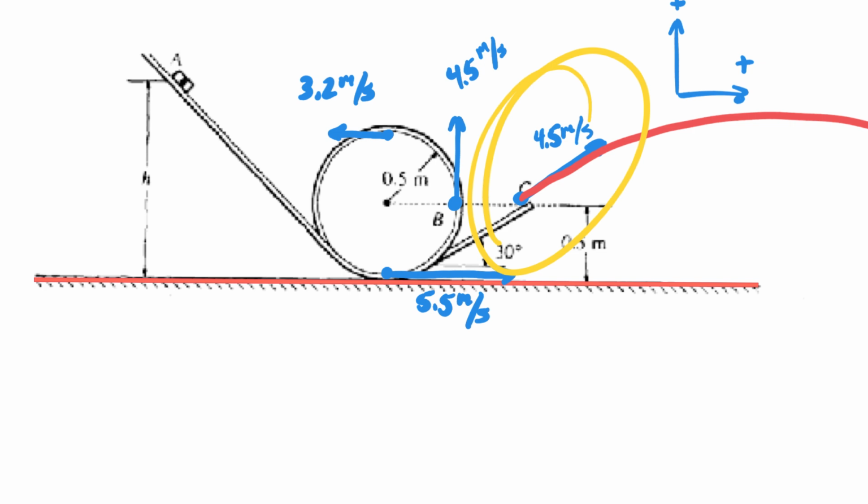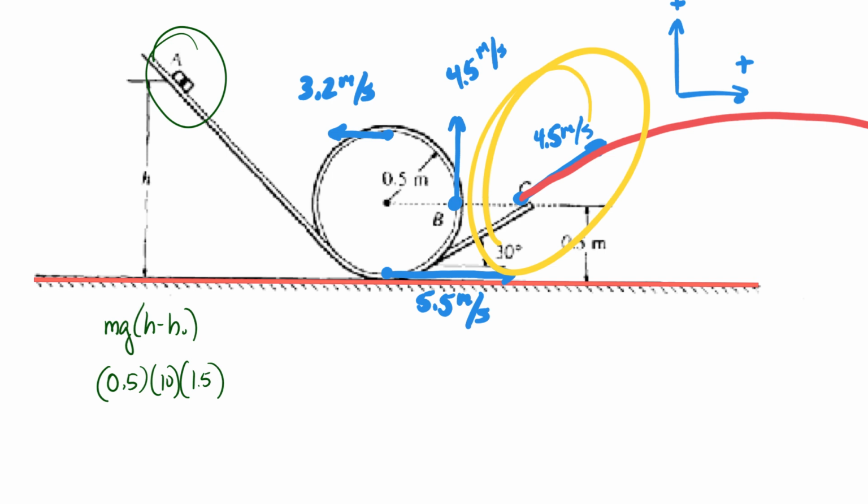How much energy does the car have when we start? That's here. The actual amount of energy is mg times h minus h naught. And we have the mass of the car. What is it? 0.5. It's 2 on the next problem. G is 10. H is 1.5. Correct? So you multiply all those things out, and what do you get? 7.5 joules. That's how much energy it should have here.